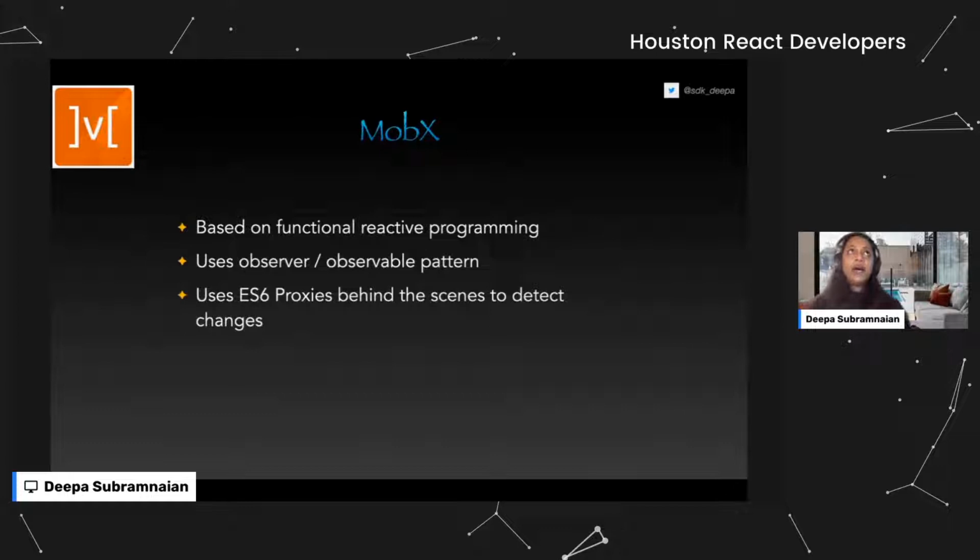So now let's move on to MobX. MobX is based off of functional reactive programming. You use something called observer and observable patterns. Observer pattern allows you to build a dependency tree amongst different parts of state and produces free rendering of components just by keeping track of what needs to be mutated. So behind the scenes, it detects the changes and it uses ES6 proxies.